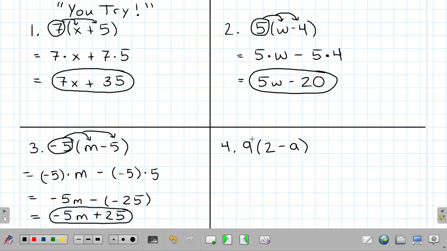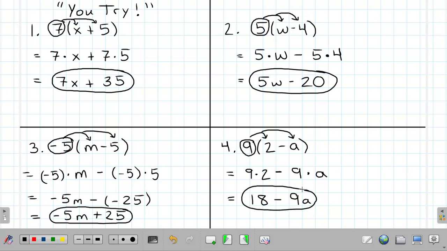Number 4, we're going to distribute a 9, but as you see, we have a little weird thing happening here with the variable and the constant term. They're kind of flipped around. That actually doesn't matter, okay? Because once again, when you distribute, you're giving it to each term. So in this case, 9 times 2 minus 9 times a. And once again, when we simplify that out, 9 times 2 is nothing more than 18 minus 9a. Okay? And that's actually it. You can have a variable on the right-hand side.